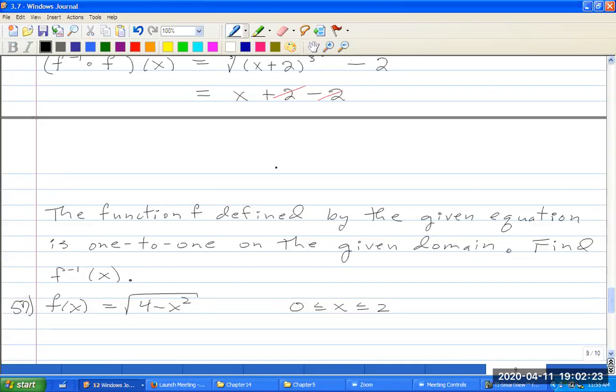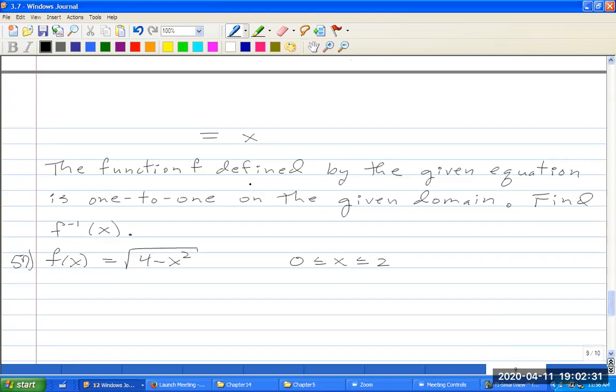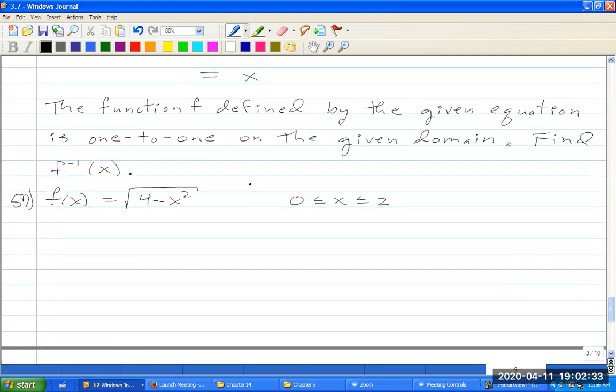And so this is equal to x. And that's what I wanted to show. Okay, so let's do problem 57. Or maybe I should just write QED so you know I'm done. So I'm done. The function f defined by the given equation is 1-to-1 on the given domain. Find f inverse of x.